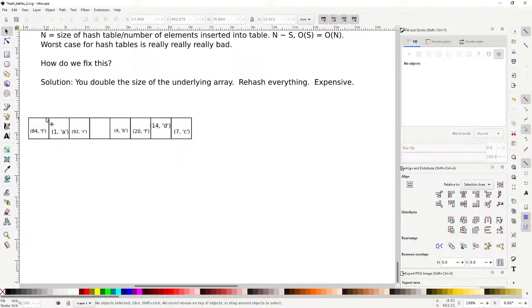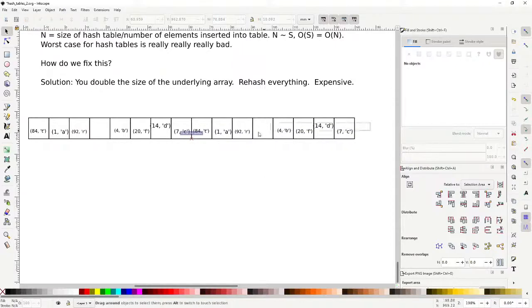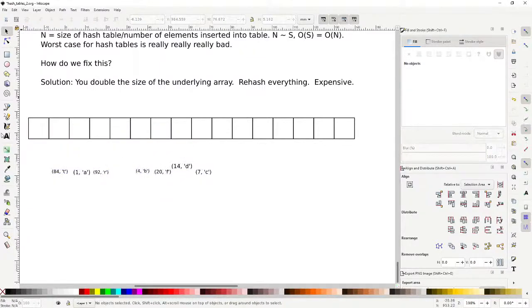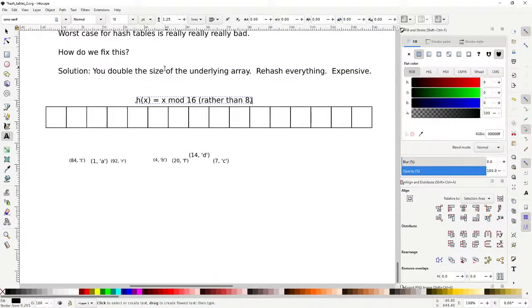So if we're going to double the size of the underlying array, then we will do something like this. And then let's delete all the inner stuff. There we go. Now let's take all this inner stuff and move it out, since we're going to have to rehash everything. Now your hash function gets modified, but it's not really modified in terms of h of x equals x. The only difference is that it's mod 16 now, rather than 8. Okay? But you'll see what difference this makes.